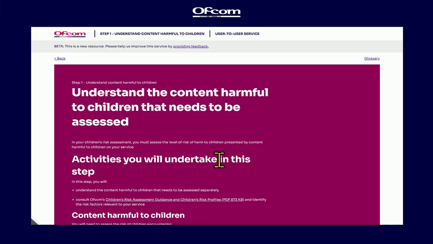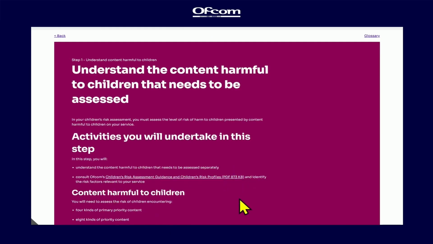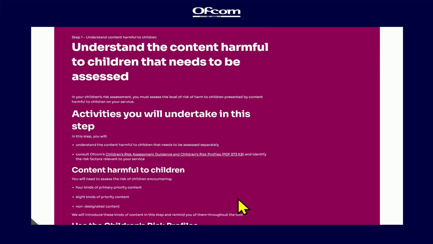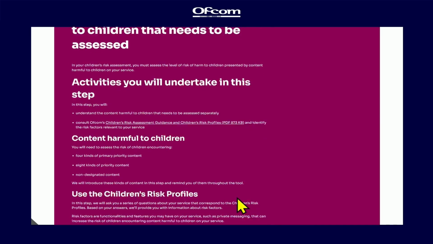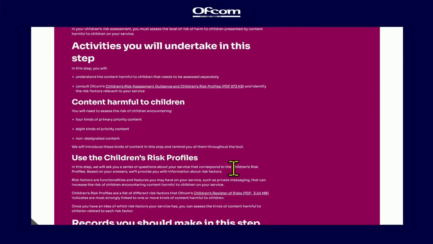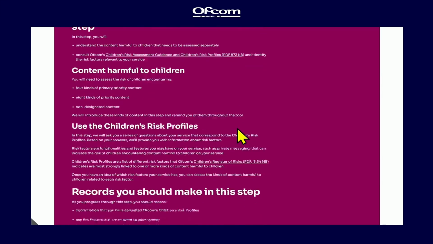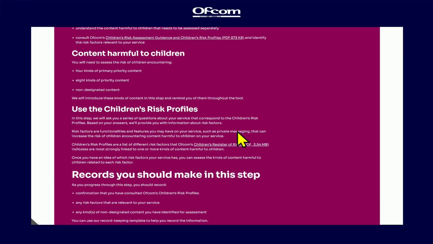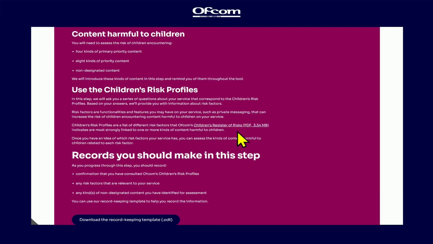Brilliant. So step 1 is mostly about taking you through Ofcom's children's risk profiles. You must take account of the children's risk profiles when you're carrying out a children's risk assessment. There are 2 risk profiles relating to content harmful to children, one for search services and one for user-to-user services. You should look to the relevant profile and use it to identify any functionalities that could be risk factors for content harmful to children. For the purposes of this demo, we're going to walk you through with the user-to-user risk profile, which is the slightly longer of the 2.